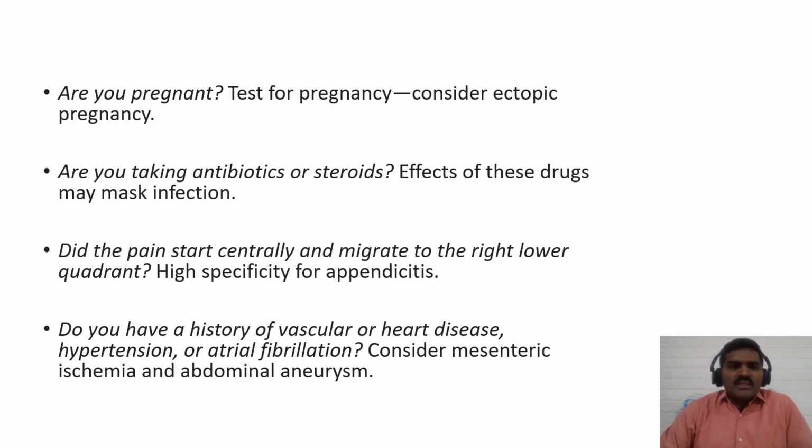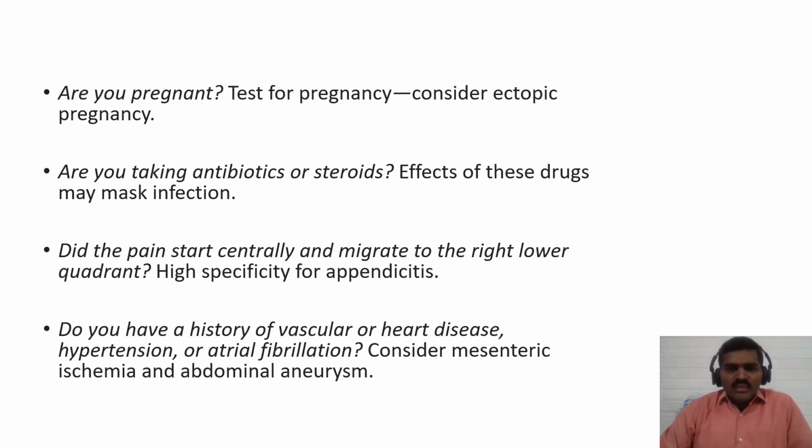Pain that starts centrally and migrates to the right lower quadrant has high specificity for appendicitis. Where the patient has any history of vascular or heart disease, hypertension, or atrial fibrillation, you need to consider mesenteric ischemia and abdominal aneurysm. The patient has one of the cardiovascular diseases earlier.